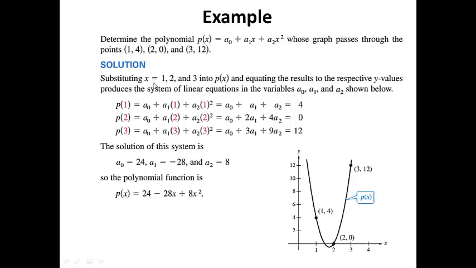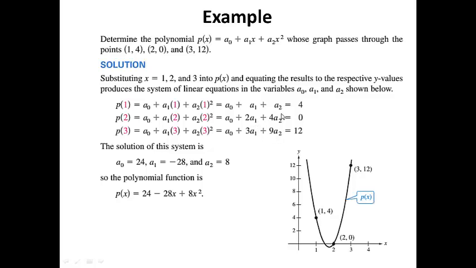Okay, solution. Now, the x values are 1, 2, and 3, and their corresponding y values are 4, 0, and 12. So substitute x = 1, 2, and 3 into the polynomial function p(x) and equate the results to the respective y values. That would give us equation 1: a0 + a1 + a2 = 4. Equation 2, we perform the same operation: a0 + 2a1 + 4a2 = 0. Equation 3: a0 + 3a1 + 9a2 = 12.